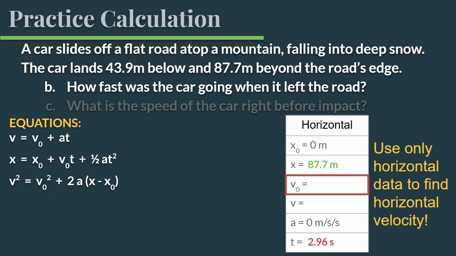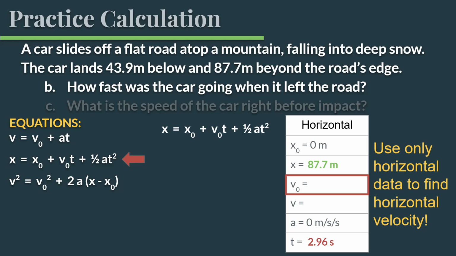I have x naught, x, a, and t. If I look at my equations there, the only one I can use to do this in a single step is that one. x equals x naught plus v naught t plus 1/2 at squared. It's the same equation I just used, but now I'm using the other side of the table for my data. All right, so if I plug into this equation, again, first I need to get it set up to solve for v naught. So let's rearrange it first and simplify if we can.